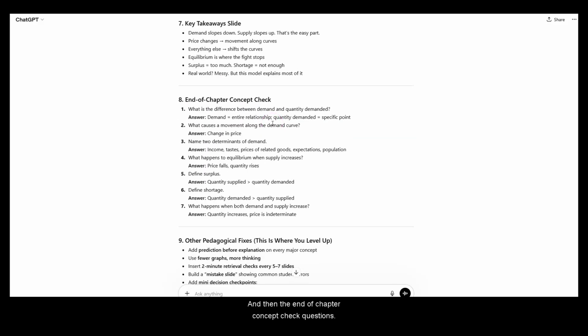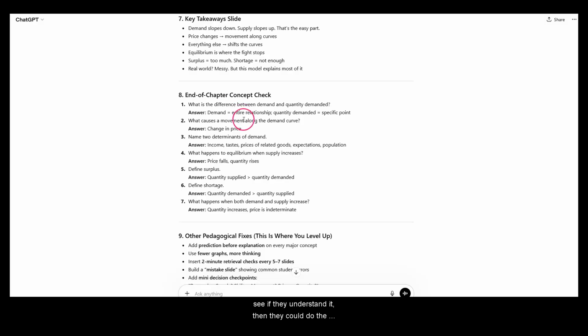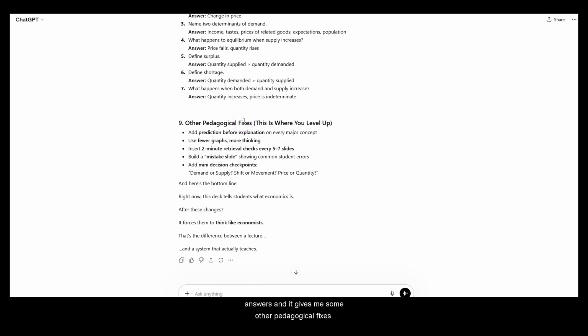And then the end of chapter concept check questions. This is kind of like your end of chapter problems that you get in your textbooks. So I would have a slide that has the question, and I'd have a slide that has the answers. So that way students could first check the question, see if they understand it, then they could do the answers. And it gives me some other pedagogical fixes.